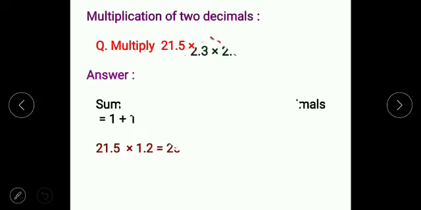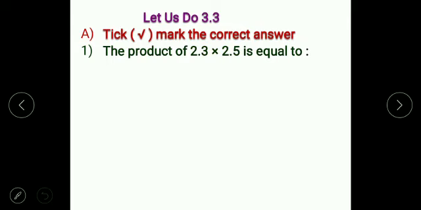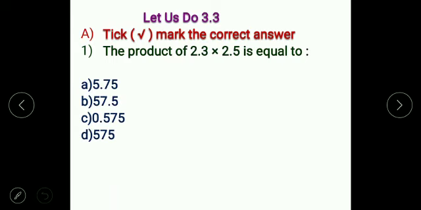So now let's solve exercise 3.3. Question number A. Tick mark the correct answer. The first example: the product of 2.3 into 2.5 is equal to option A 5.75, option B 57.5, option C 0.575, option D 575.